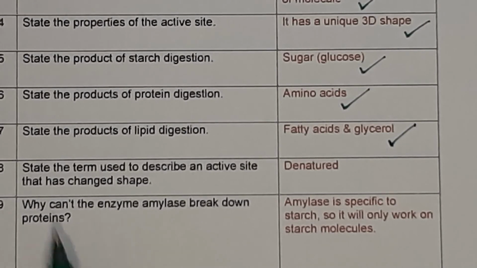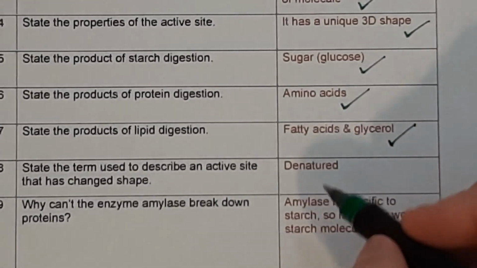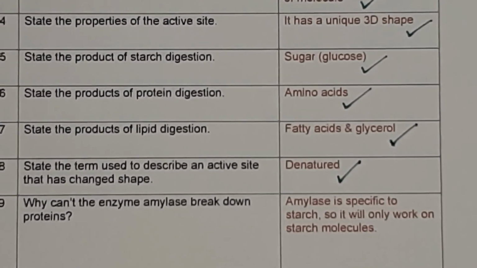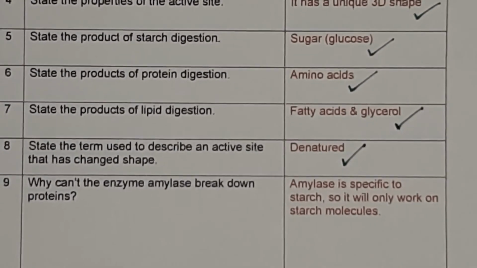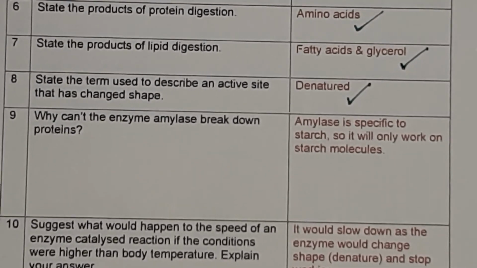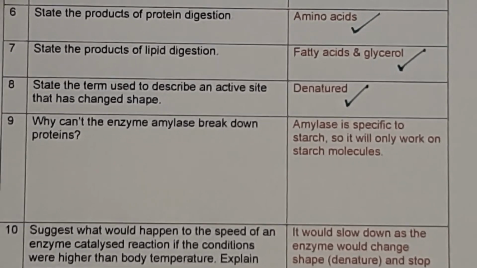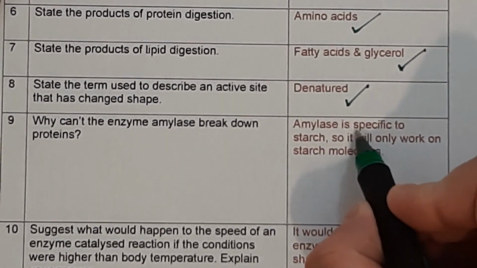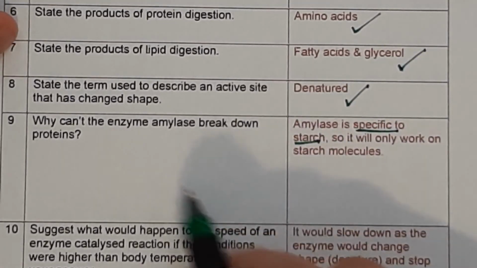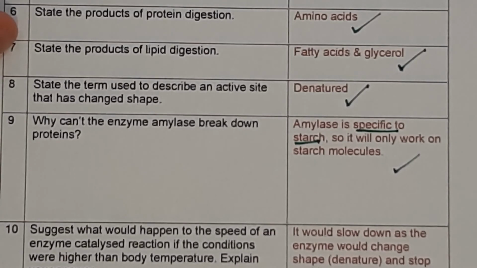Question 8. State the term used to describe an active site that has changed shape. So the phrase is denatured. So that's the term you need to use. Spelling isn't essential as long as it reads denatured. Question 9. Why can't the enzyme amylase break down proteins? Because amylase is specific to starch, okay? So you need to explain it's only going to work on starch, okay?